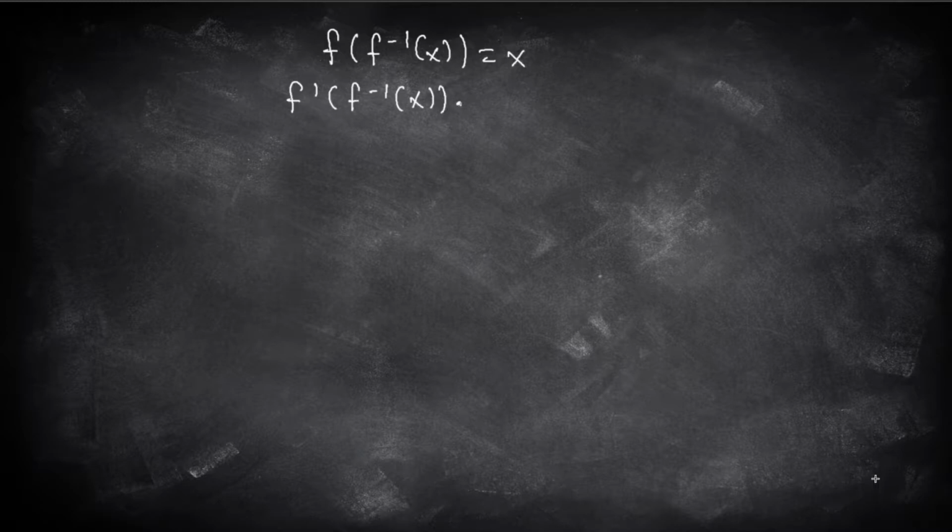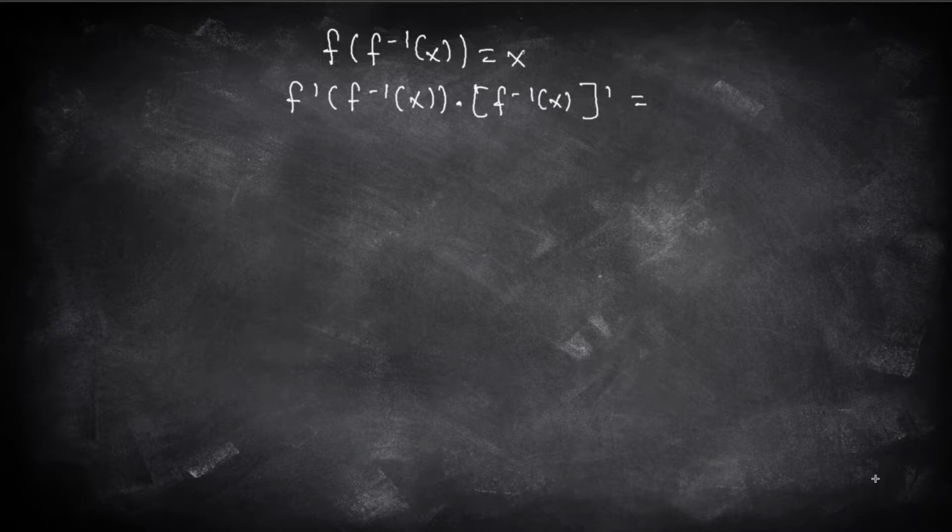Okay, so now we're going to find the derivative. To do that, we're going to use a property of inverse functions: f composed with its inverse function is equal to x. And to find the derivative, we have to use the chain rule. So the derivative on the left side is the derivative of our function composed with our inverse function, multiplied by the derivative of our inverse function, because it's composed, so we have to use the chain rule.